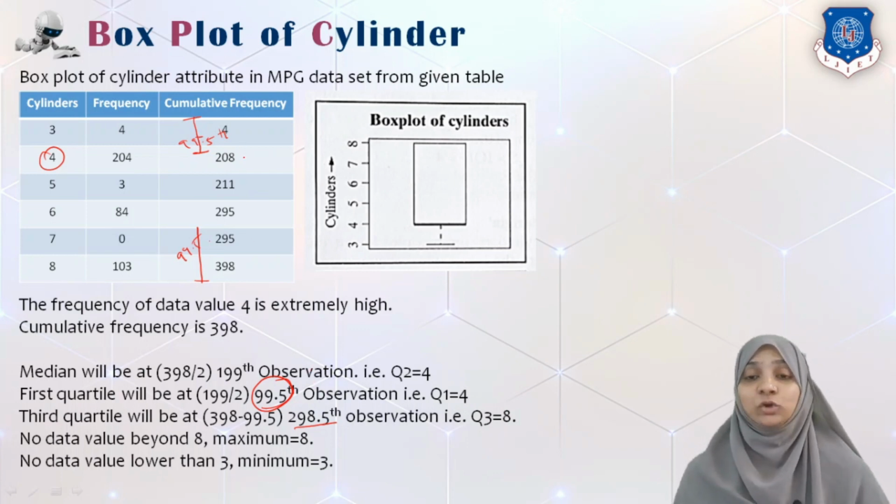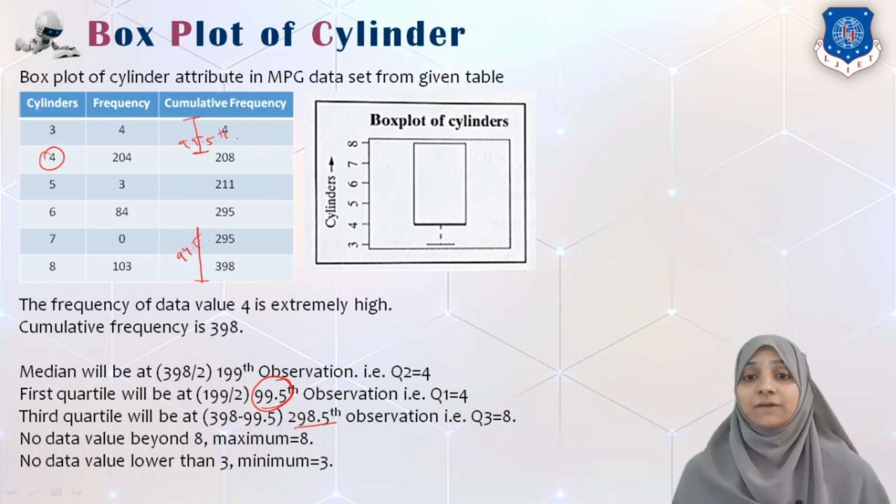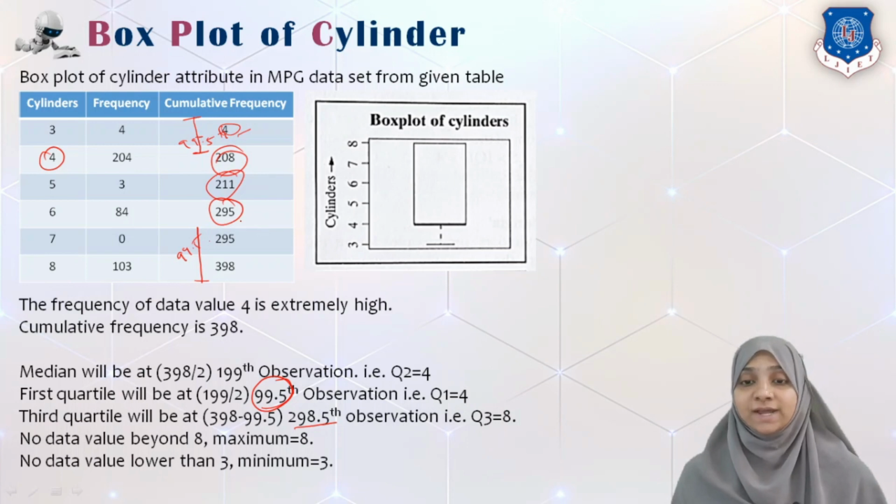Let us check where the 298th or 299th sample will fall. Will it be here? No, of course. Will it be here? No, no, no. 295 is quite lesser than 298 and 299. This is 295. Will it cover 298? No, obviously not. So this here will cover my 298th sample and 299th sample.